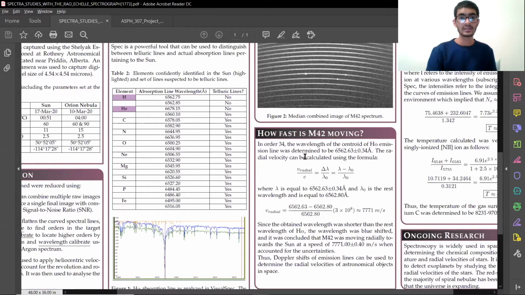In the end, only two elements were confidently identified in the Sun: hydrogen and helium. The rest of the elements, such as carbon, nitrogen, and oxygen, were suspected to be arising from the Earth's atmosphere.